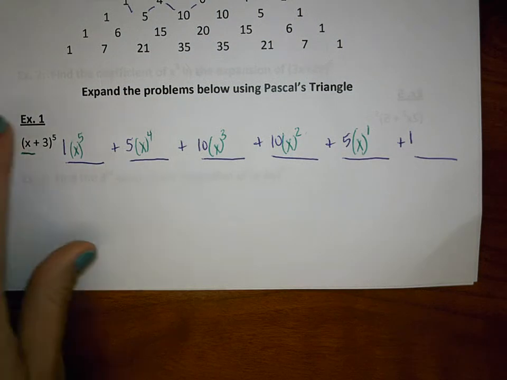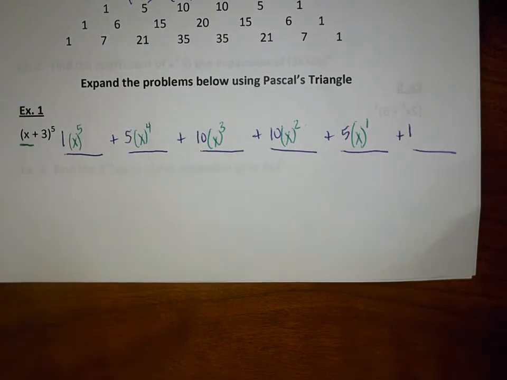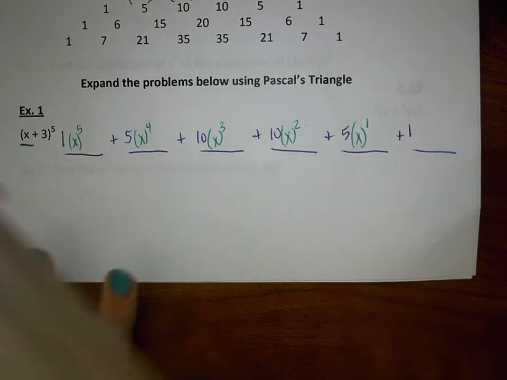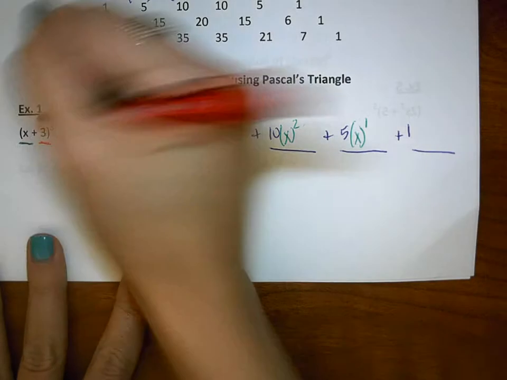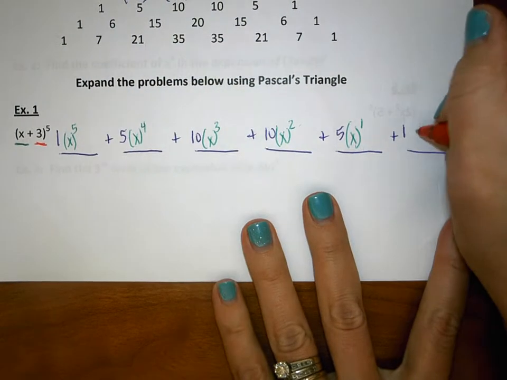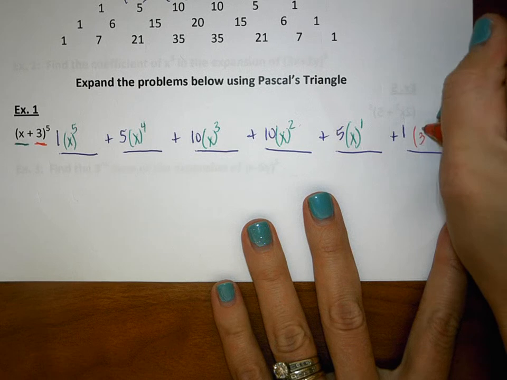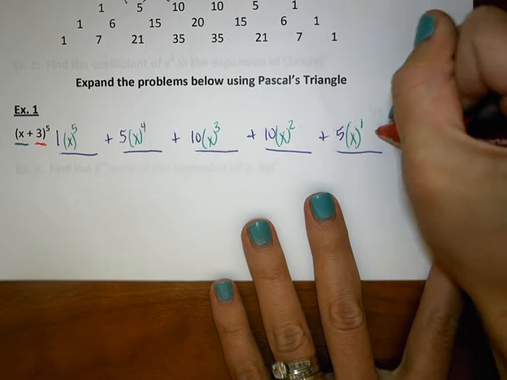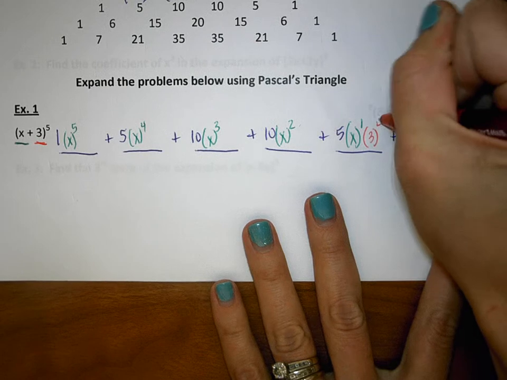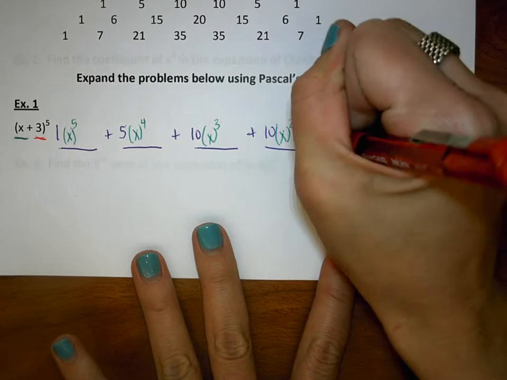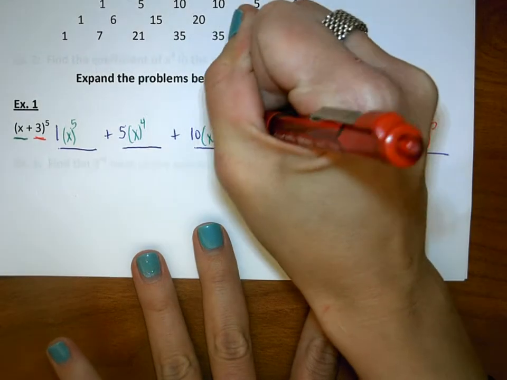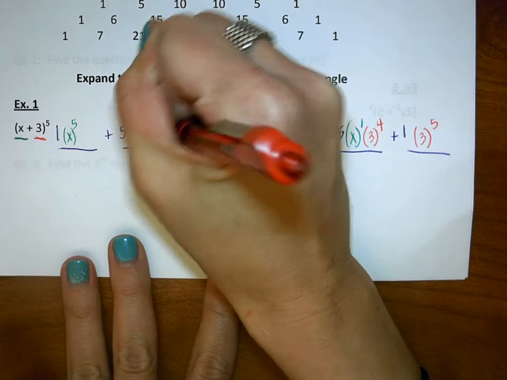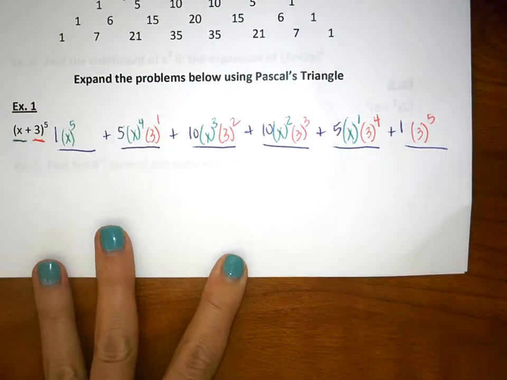So now when I have the 3 and I'm starting backwards, because my b term is this 3, that means starting back here, this is going to be 3 to the 5th power, and then I have 3 to the 4th, and 3 to the 3rd, 3 to the 2nd, 3 to the 1st, and then 3 to the 0. So is that just 1?